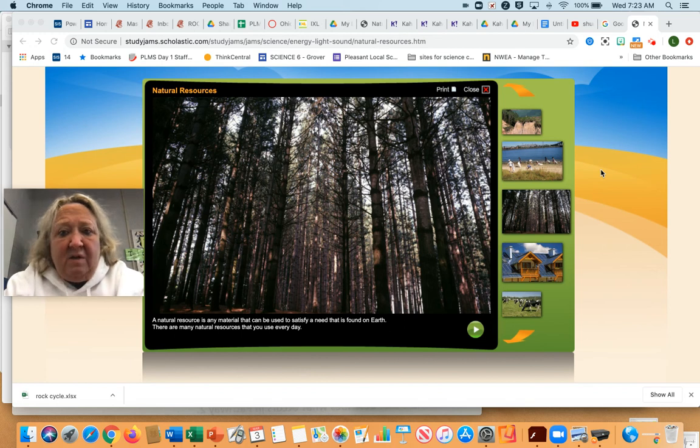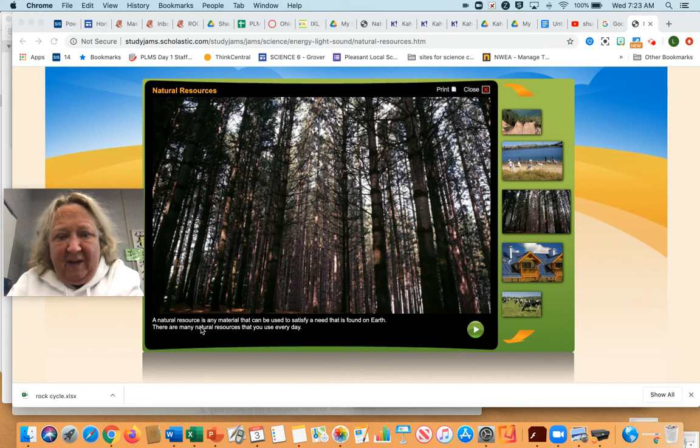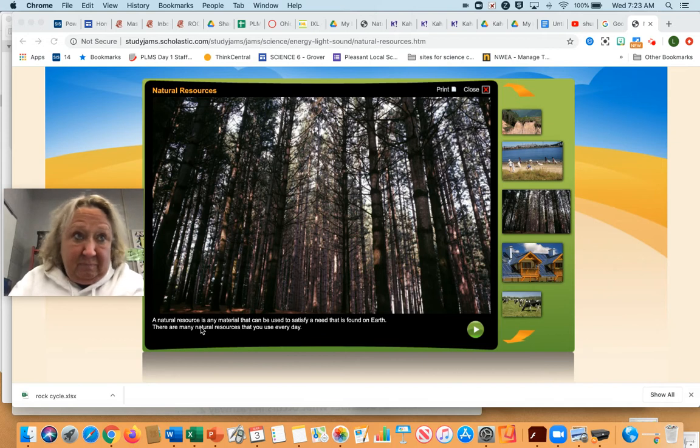Okay? So, first of all, we need a good definition of a natural resource, and I'm sure you can read, but it says a natural resource is any material that we can use to satisfy a need. So, something you need, okay? Not something you want, like a brand new whatever you guys play, Xbox, okay? But something you need that is found on Earth. There are many natural resources that you use every single day.